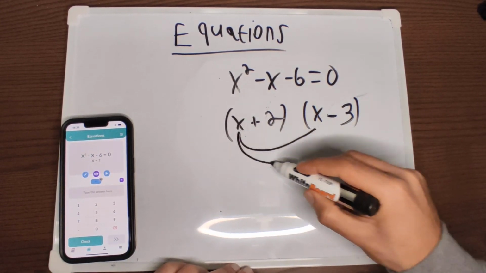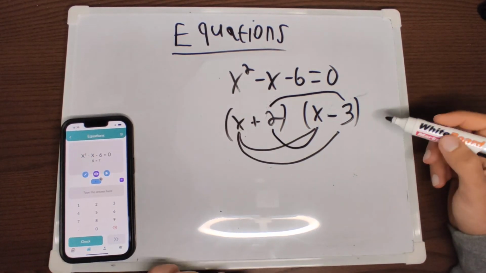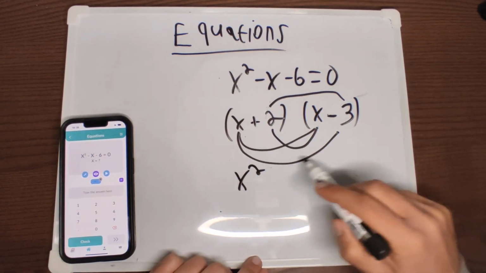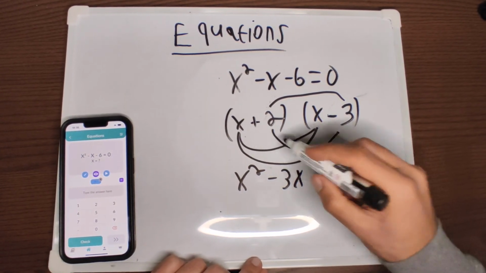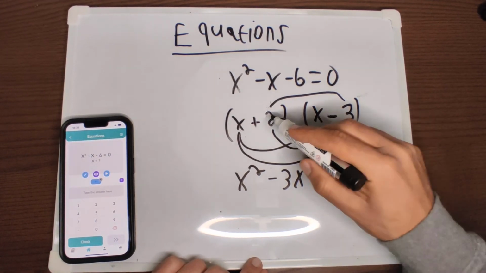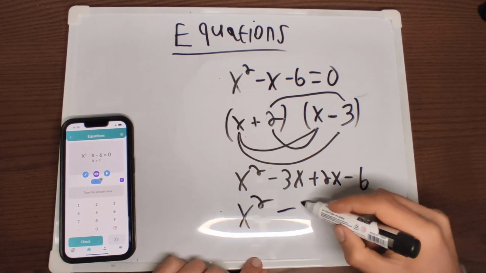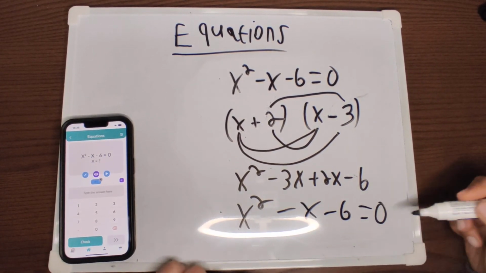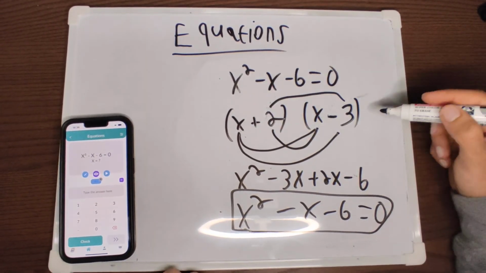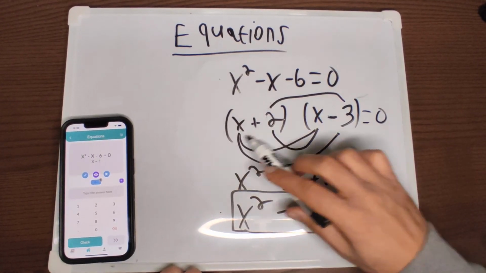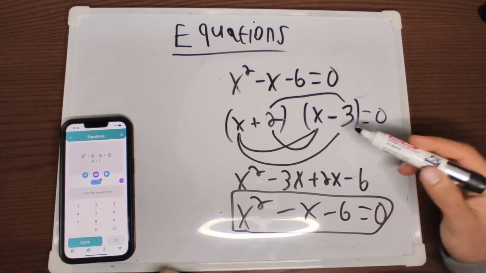X times x, x times minus 3, 2 times x, and 2 times minus 3. It will be x squared minus 3x, then plus 2x, then minus 6, which is x squared minus x minus 6, which equals 0. So we did it. We can now solve this equation instead of this one, because this one is simpler.